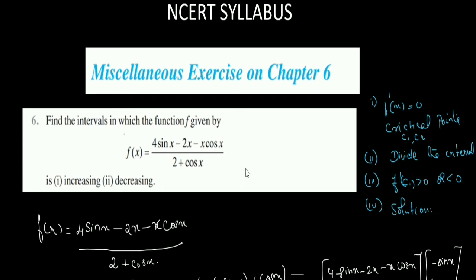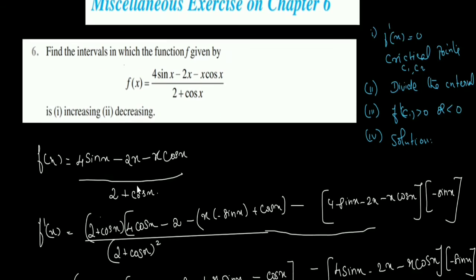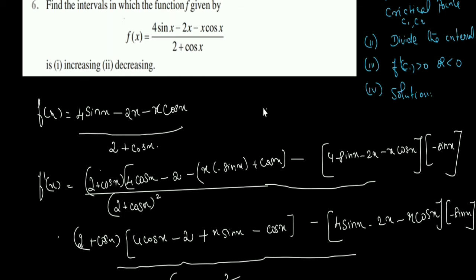First we have to differentiate the function. So f of x is equal to (4 sin x minus 2x minus x cos x) by (2 plus cos x). Let us differentiate. So we are going to use the u by v method. You know differentiation of u by v is (v u dash minus u v dash) by v square. So v is 2 plus cos x, the whole square.